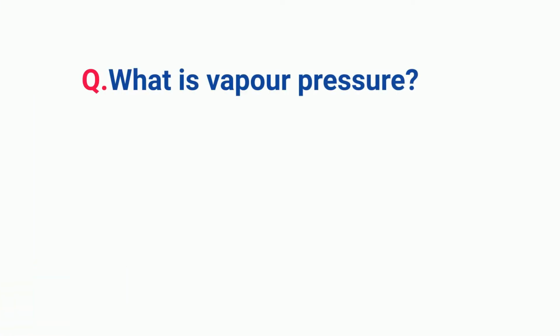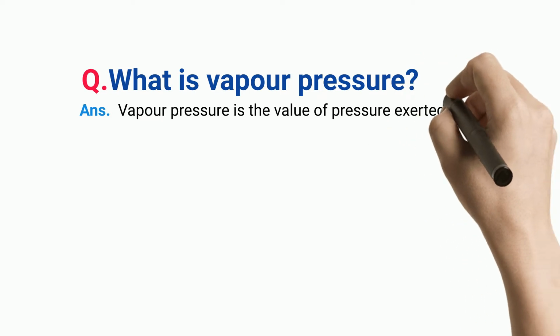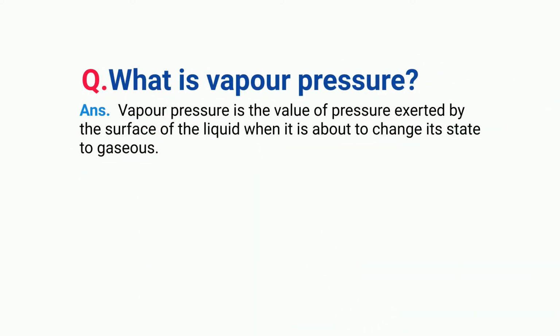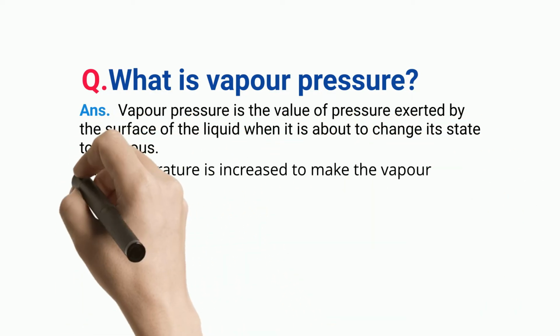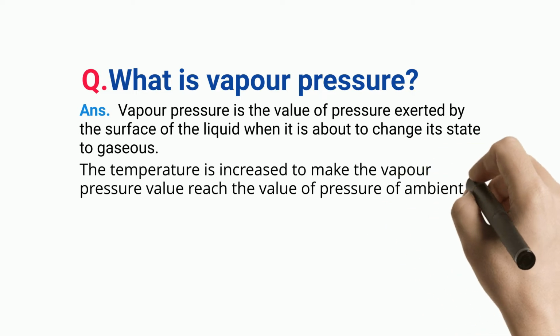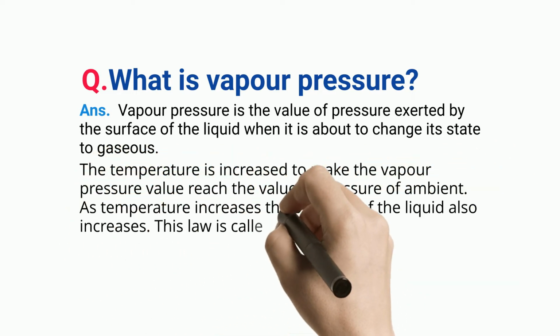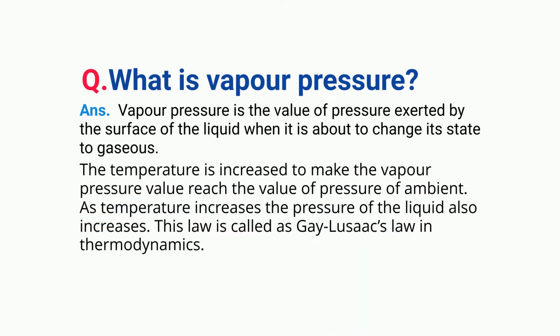What is vapor pressure? Vapor pressure is the value of pressure exerted by the surface of the liquid when it is about to change its state to gaseous. The temperature is increased to make the vapor pressure value reach the value of ambient pressure. As temperature increases, the pressure of the liquid also increases. This law is called Gay-Lussac's law in thermodynamics.